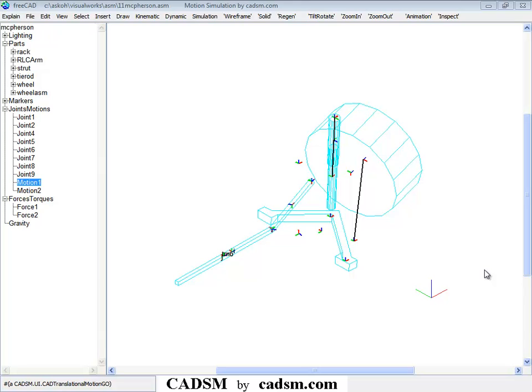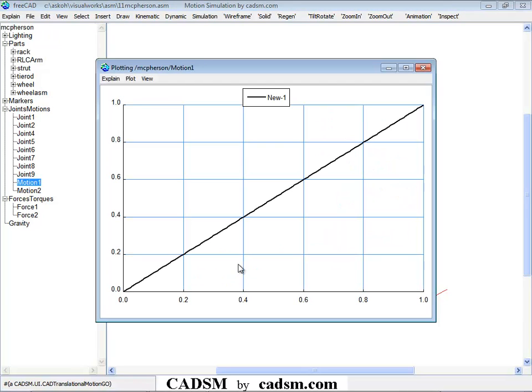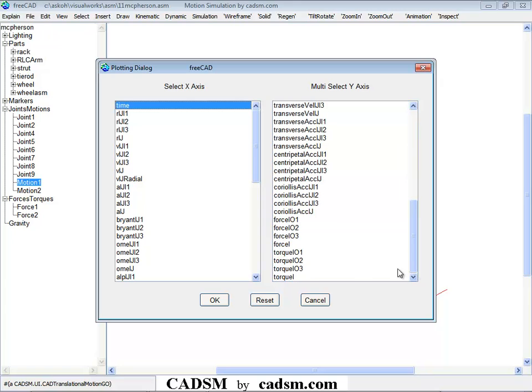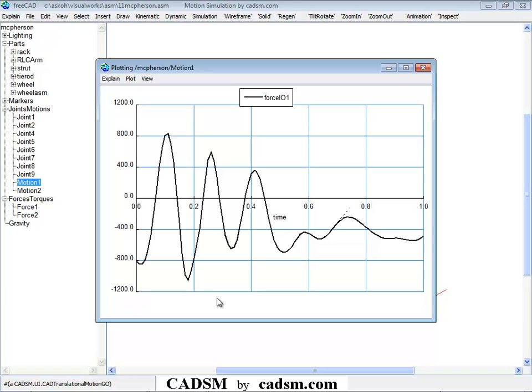It is now possible to interrogate the simulation. For example, we will look at the force in the steering rack. We select time for the x-axis and the force in the y-axis. And this is a plot of the force versus time in the steering rack.